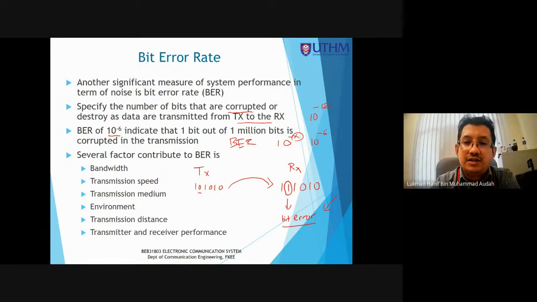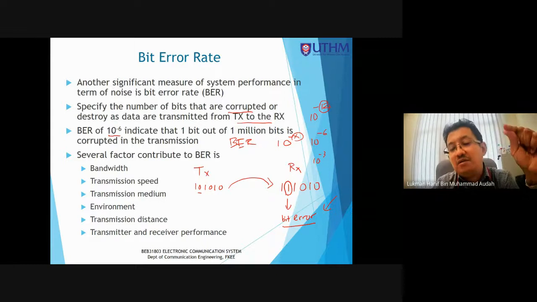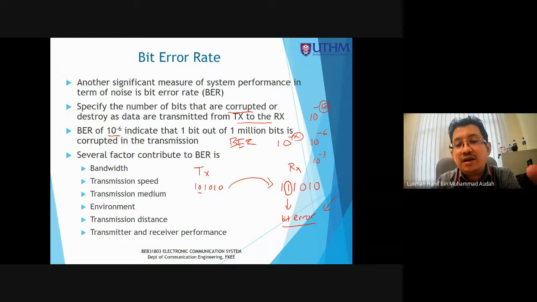Okay. So the higher the magnitude here will be better. For example here, if 10 minus 3, 1 daripada 1,000 bit will be corrupted, which is not good. Okay, so we want the bit error rate to be as low as possible, which means that in term of magnitude dia akan pergi lebih besar. Okay, kita inginkan bit error rate dalam kadar lebih daripada 10 kuasa negatif 12 atau lebih 10 kuasa negative 15 if possible like that. Okay. So we want the bit error rate to be as minimum as possible. Okay, itu yang kita inginkan.